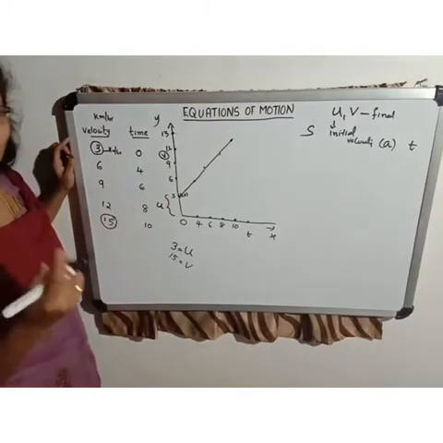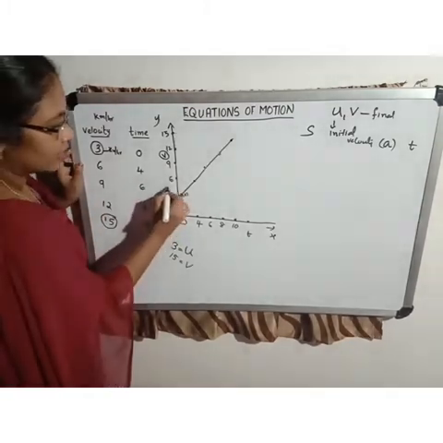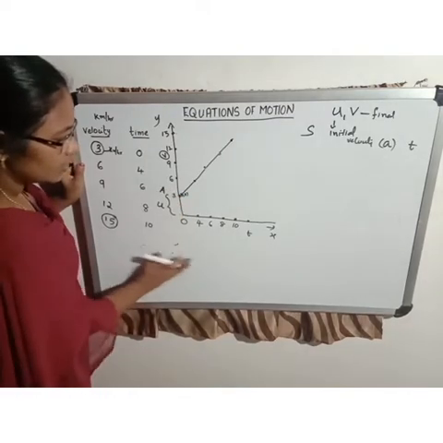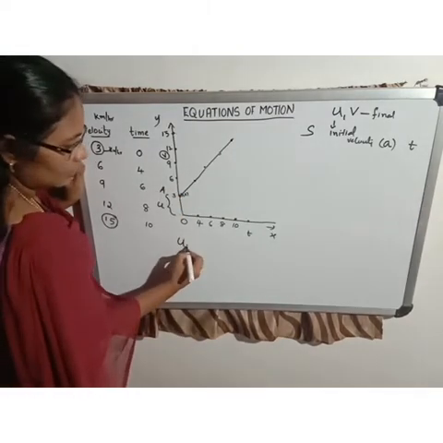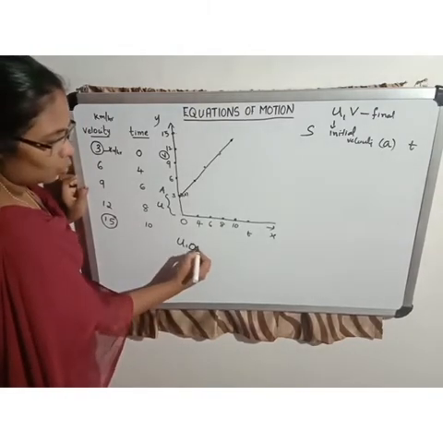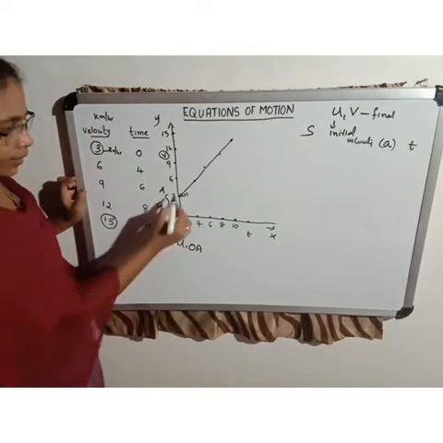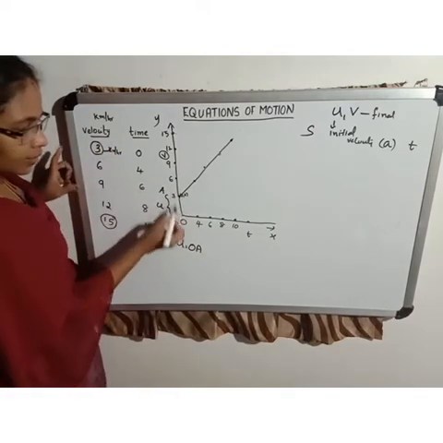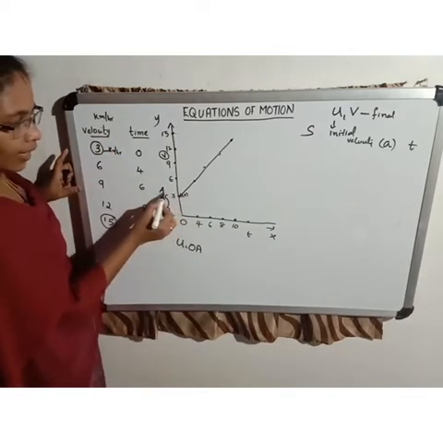So I'm going to give a name for this point, which is A. So what is the initial velocity for this body? Initial velocity U for this body is OA. Am I right? 3 is the initial velocity, so I just named this point as A.